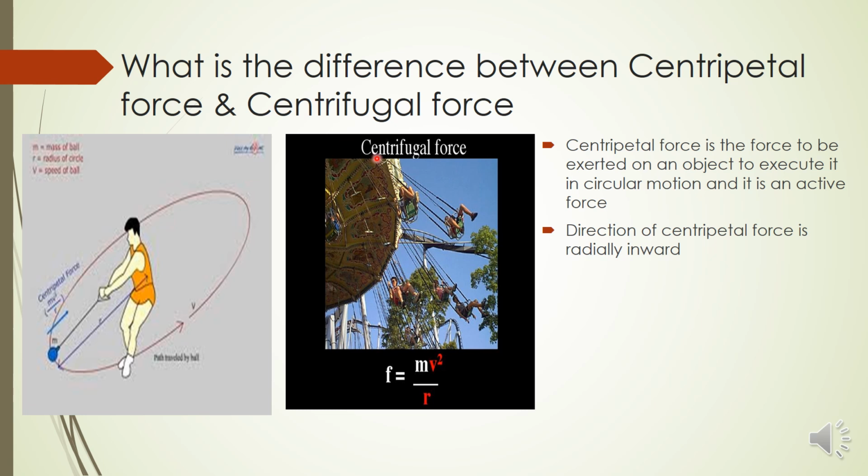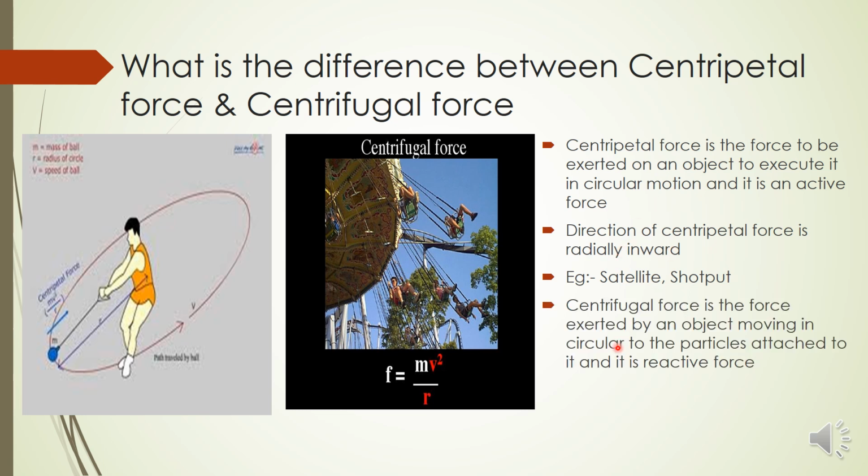Now what is centrifugal force? In this figure, we already have an object which executes circular motion, and if a particle or string is attached to that object, it will experience a reactive force. So that is centrifugal force. Examples of centripetal force are a shot put, just like this figure, and a satellite. All these are examples of centripetal force. Now, centrifugal force is a reactive force, and it is exerted by the object moving in circular motion on the particles or strings attached to the object.